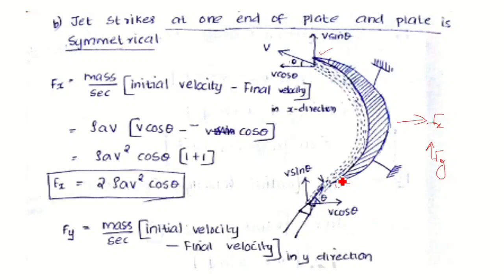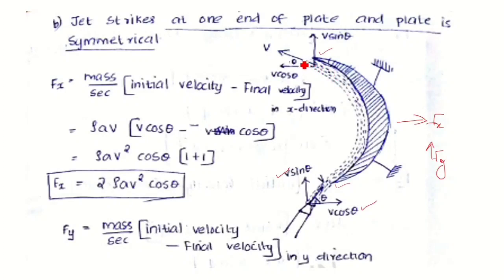Since the inlet angle of the vane is theta, the jet also makes an angle theta with the inlet. So theta is the inlet angle and v is the inlet velocity. The x component of the inlet velocity becomes v cos theta and the y component becomes v sin theta. And after striking the vane, it leaves the plate at a similar angle, that is theta itself.